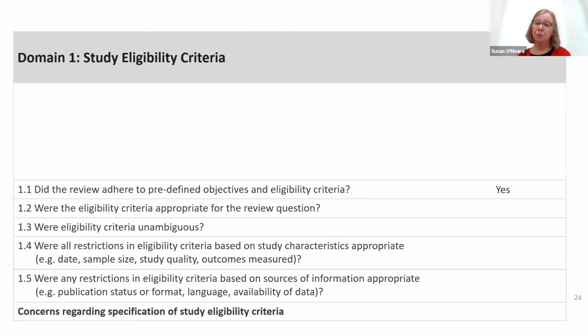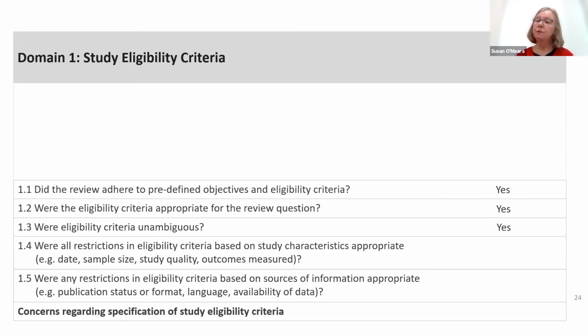So next we look at whether the eligibility criteria were appropriate for the review question. So obviously the two things should be quite closely related. And again, the answer was yes. They related properly to the review question and there weren't any problems there. For the third question, we look at whether the eligibility criteria were unambiguous. So ideally, they should be clear enough to be replicable. And in this instance, they were. They were clearly expressed, and that was fine.